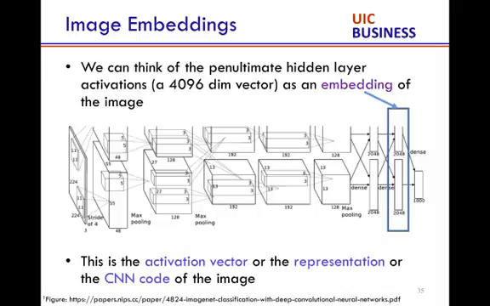And you pass your new training data to get what are called embeddings. This is just the output of the penultimate hidden layer, which in this case is 4096 dimensional in AlexNet. I'm using the words activation vector, the representation of the image, or CNN code to all mean the same thing. It's just the output here, which then is linearly transformed to get the scores.